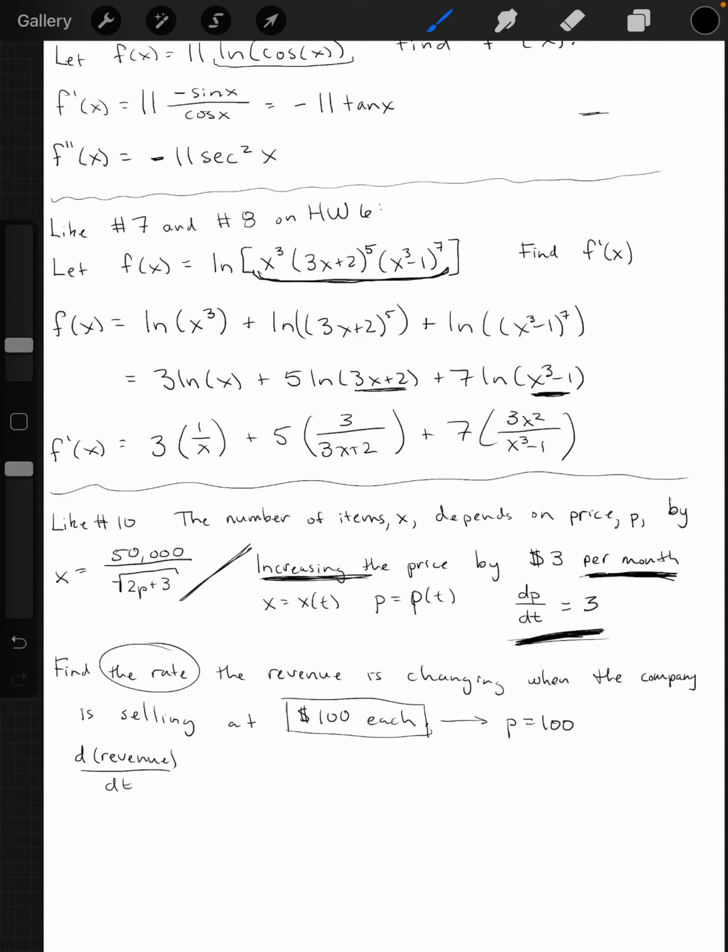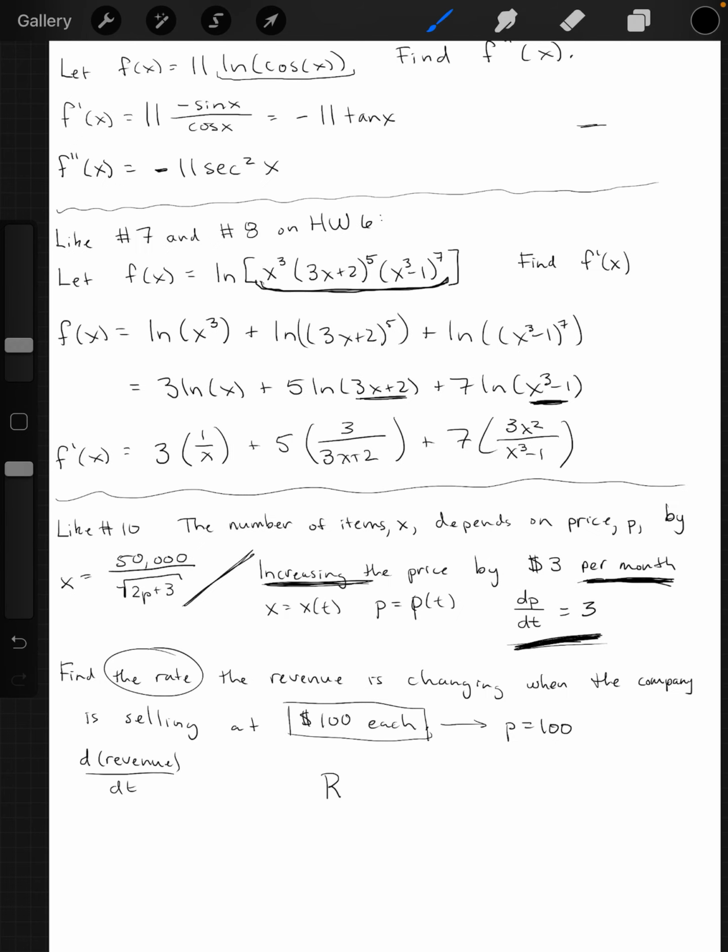So this requires one bit of extra knowledge about the vocabulary in this problem, and that is that revenue as a function of t, or revenue in general, is always the number of items you're selling times the price you're selling them at, right? If you sell 5 things for $20 each, your revenue is $100.